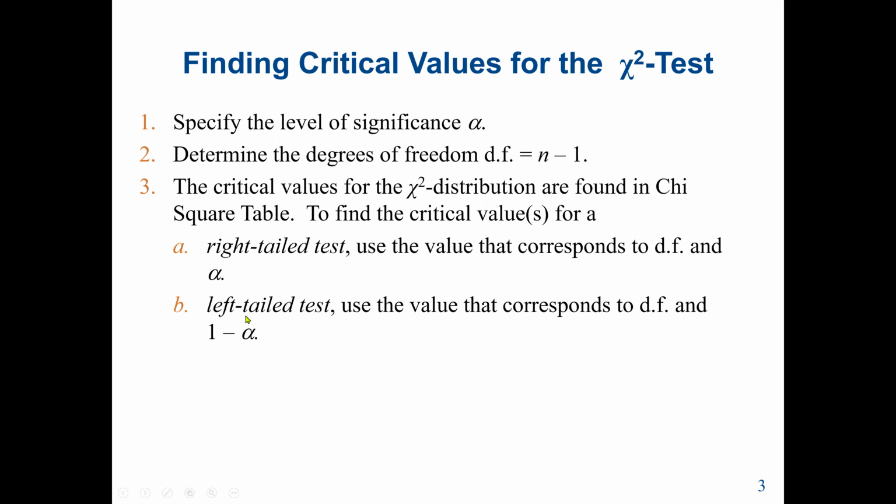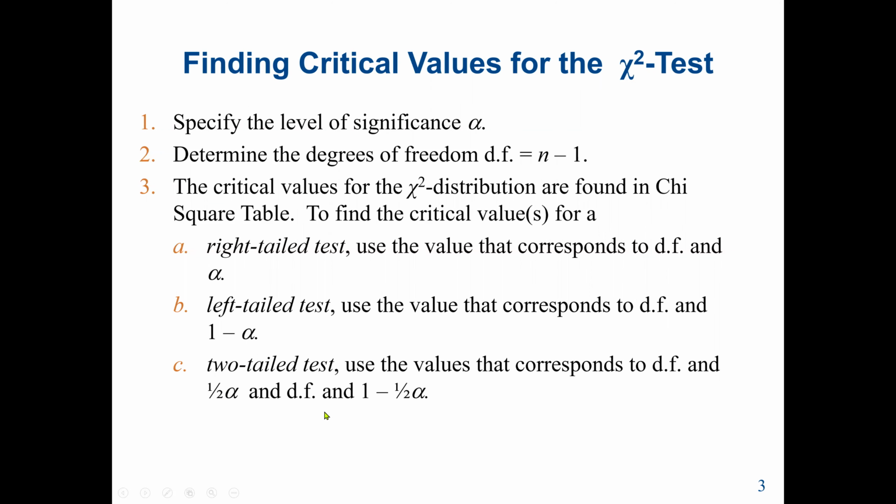And then to find the left-tail test, we also use the value that corresponds to the degree of freedom, but with 1 minus alpha. So again, for the right-tail test, we use the value that corresponds to the degree of freedom and alpha. With the left-tail test, we use the degree of freedom and 1 minus alpha. Then with the two-tail test, we use the values that correspond to the degree of freedom and half times alpha, and also the degree of freedom and 1 minus half times alpha.